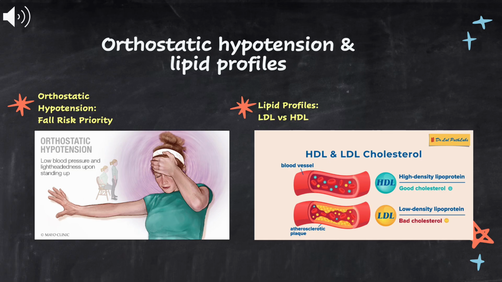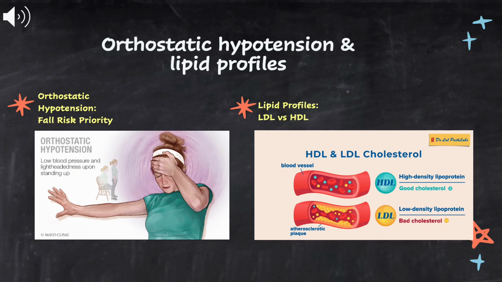Because of this risk, careful monitoring is needed when patients move from lying to sitting and from sitting to standing. Nursing interventions focus on slow position changes, ensuring adequate hydration, and reinforcing safety measures to reduce the risk of falls. Falls related to orthostatic hypotension can lead to serious injuries, making prevention a key priority.